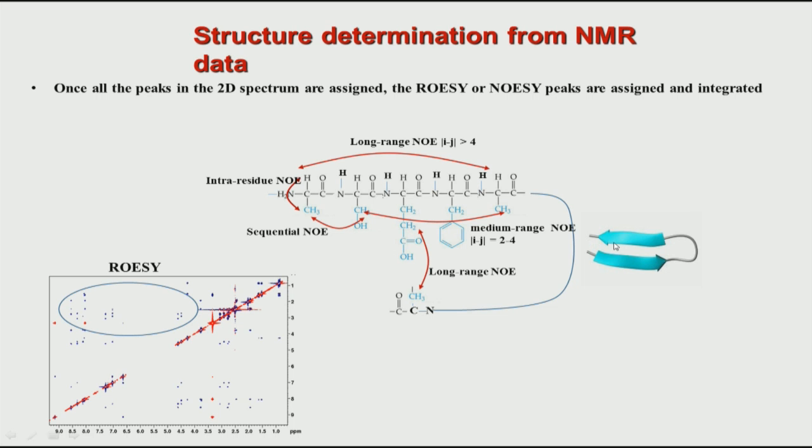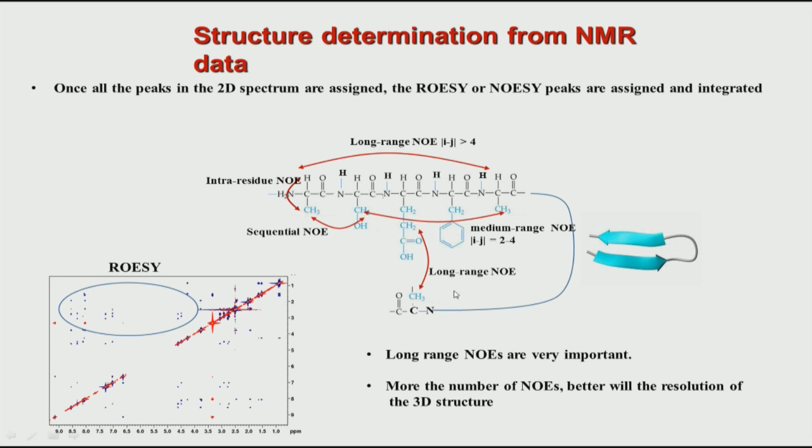You may not see that information if this is an open structure. Suppose these two strands are open and they are not coming near each other, then this correlation will not appear. So, by seeing this correlation in a NOESY, one can say that I have got a long range NOE between these two residues. So, this is what is done from the ROESY spectrum, that you have to look at all the different NOEs, and out of all of them the long range NOEs are very important.